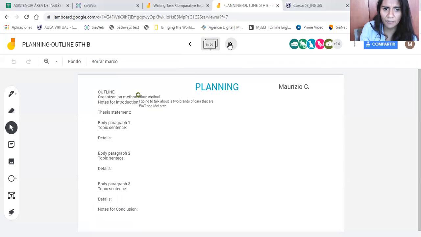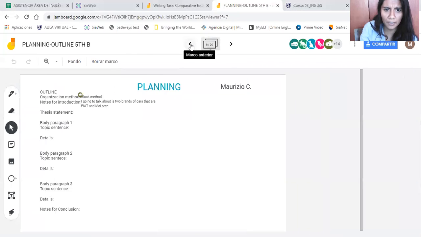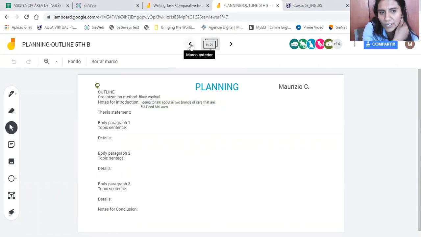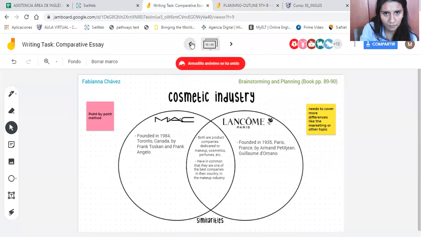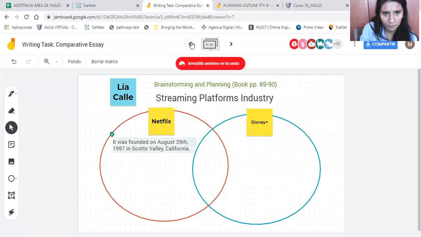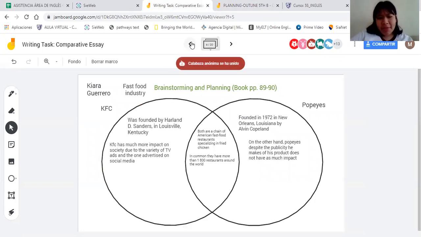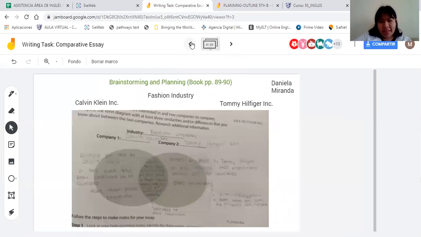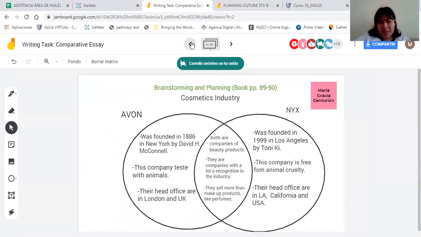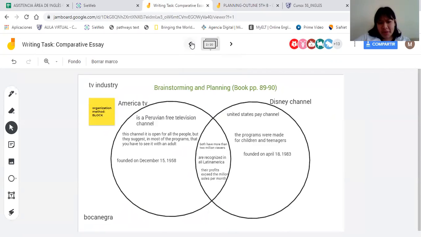Please, I have already put through Jamboard the Venn diagram that is already for an outline. Miss, sorry, can you see my graphic? It's number 2. Because I don't know if it's right or not.